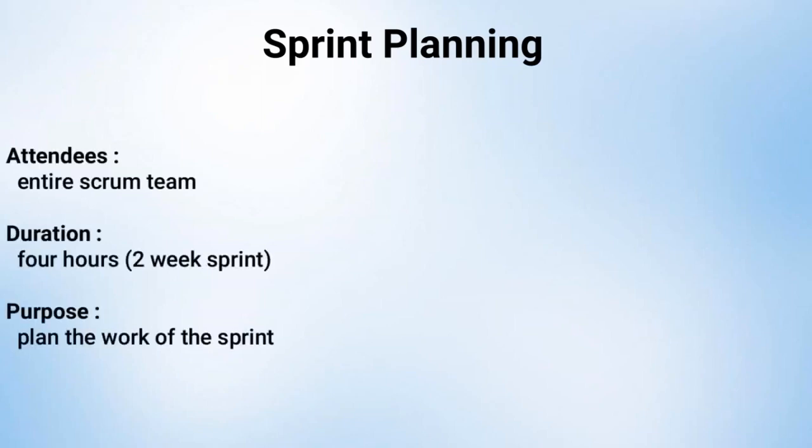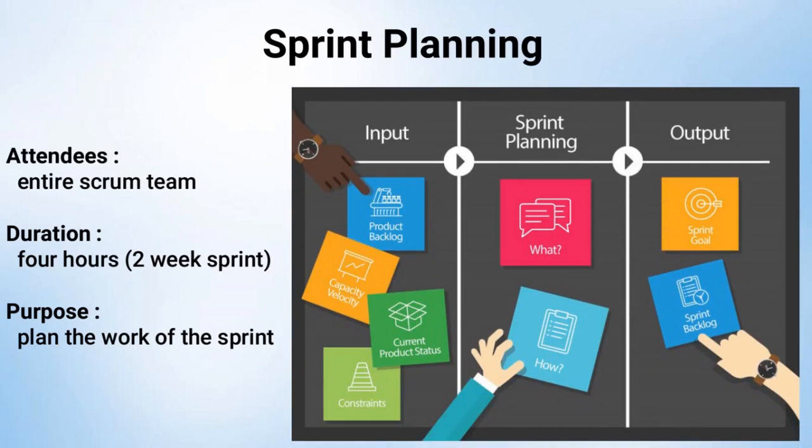The sprint planning meeting is held at the start of the sprint. The entire Scrum team attends the meeting. The duration of the meeting is typically 4 hours for a 2-week sprint. If your sprints are 4 weeks long, you can expect this meeting to be twice as long. The purpose of the meeting is to plan the work of the sprint.